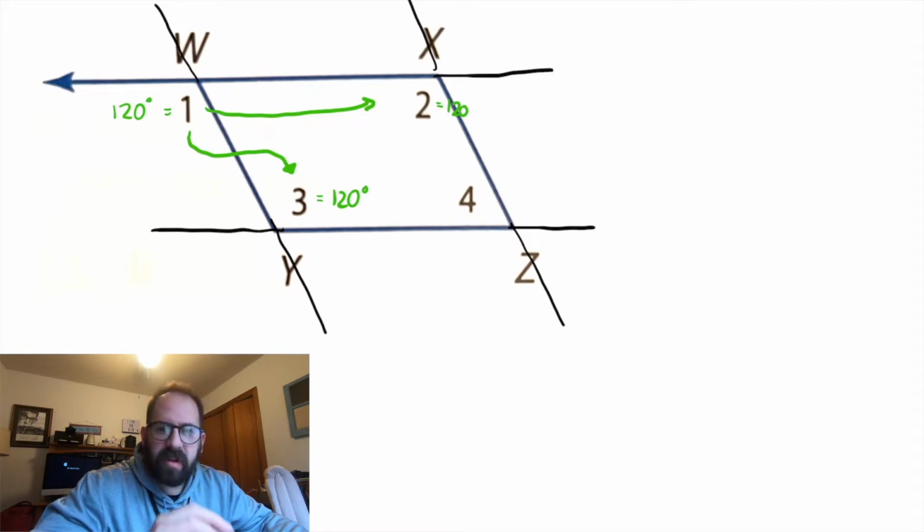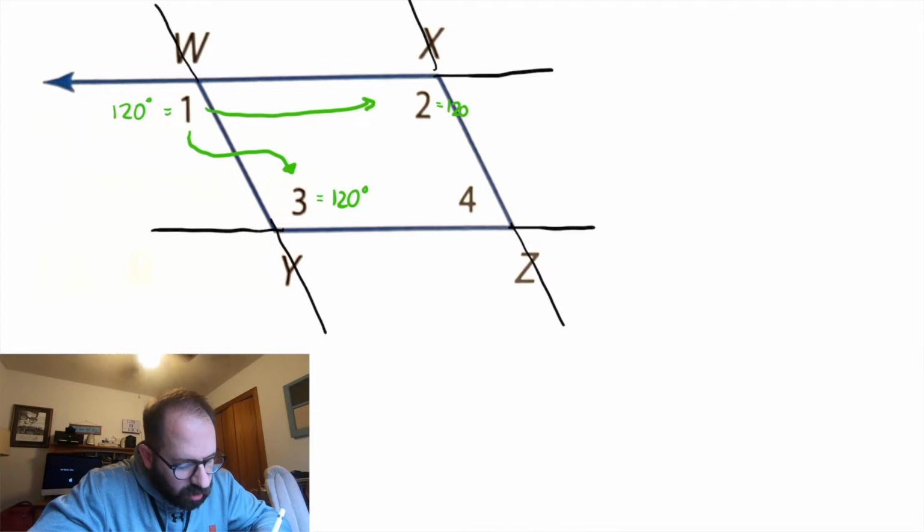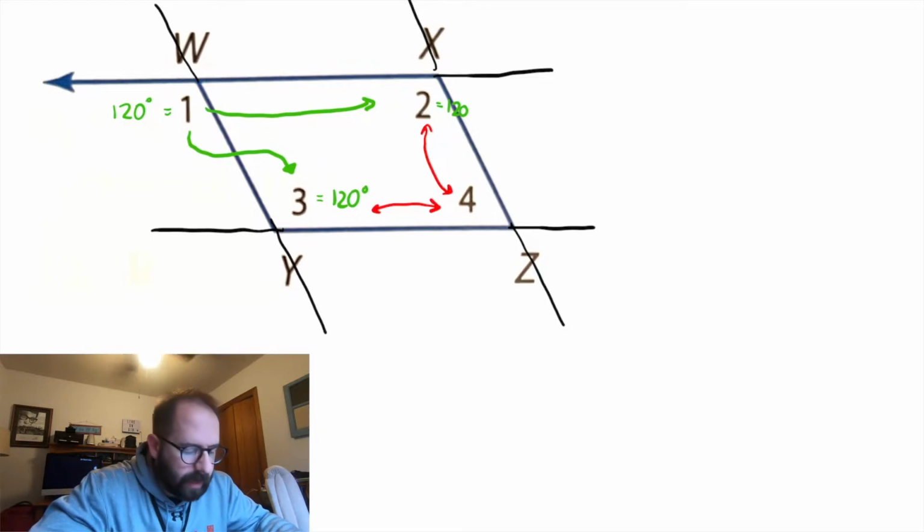Now, how do I find 4? Because 4 doesn't look like 120. It doesn't look like the other ones. It doesn't look obtuse. 180. Yeah. So what you're saying there is that these should make 180. However you want to think of it. I don't know how you're looking at that. Whatever pair you're looking at, they have to add up to be 180.